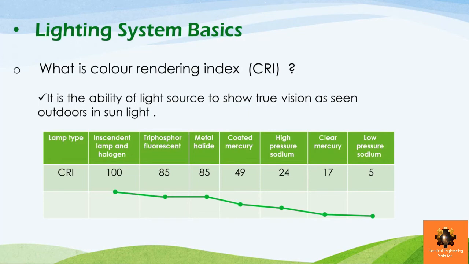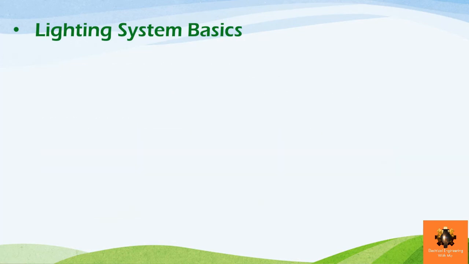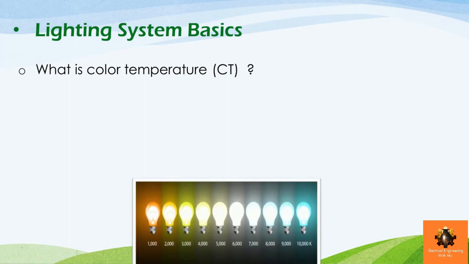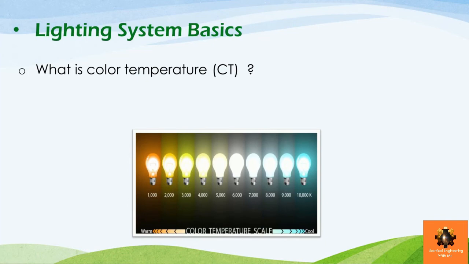That's great. Now let's move to another definition, which is the color temperature. So we need to know what the color temperature is. You can see here, for any lamp to produce light, a part of the electrical energy is converted to heat. So according to the temperature of this heat, there will be a color produced from that light.